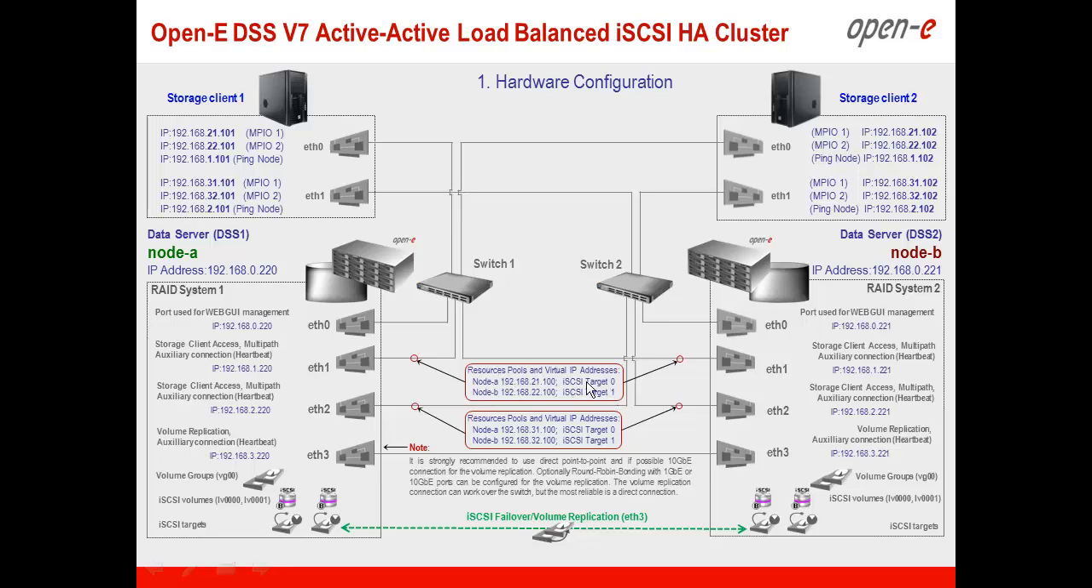the virtual IP addresses on the first adapter. You see on node A I have 192.168.20.100, and that's for target 0. And on the second port I also have 192.168.30.100, and I'm also managing target 0 over these two paths, because we will have a multipath, meaning from every storage client I will go with 2 paths.